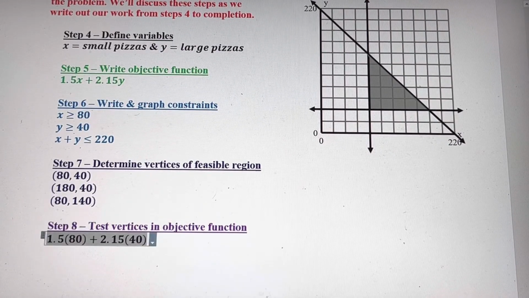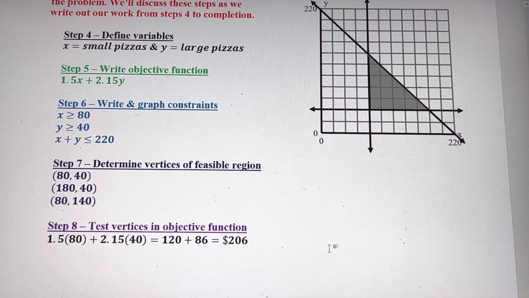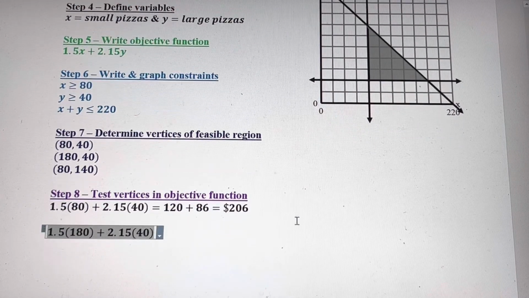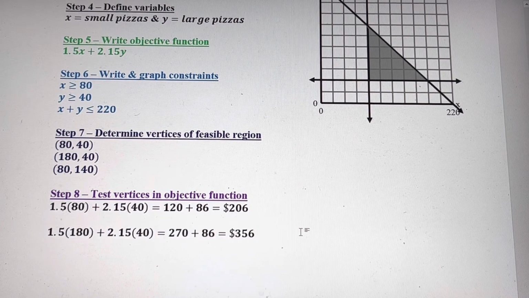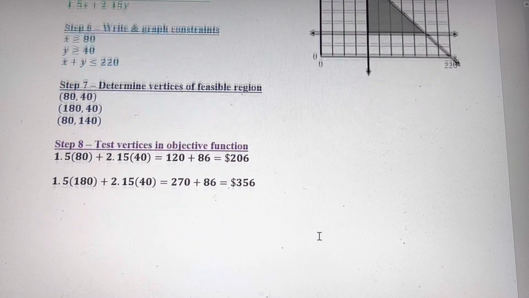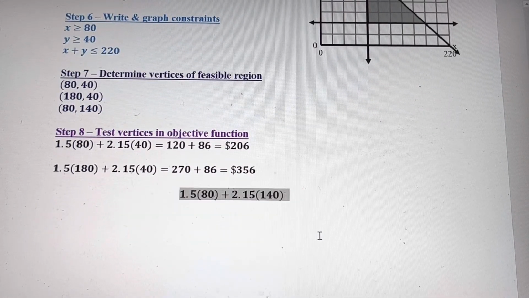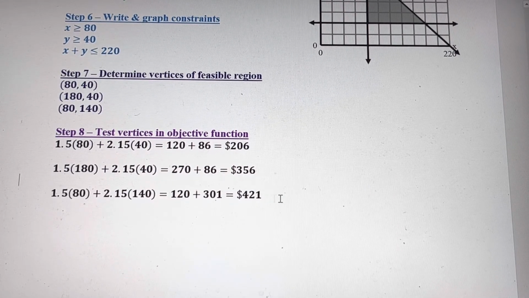Let's try the first one. $1.50 times 80 smalls plus $2.15 times 40 larges gives me a total profit of $206 for the night. Let's test the second combination: $1.50 for 180 smalls plus $2.15 for 40 larges gives us a profit of $356. And finally, $1.50 times 80 smalls plus $2.15 times 140 larges gives me $421.